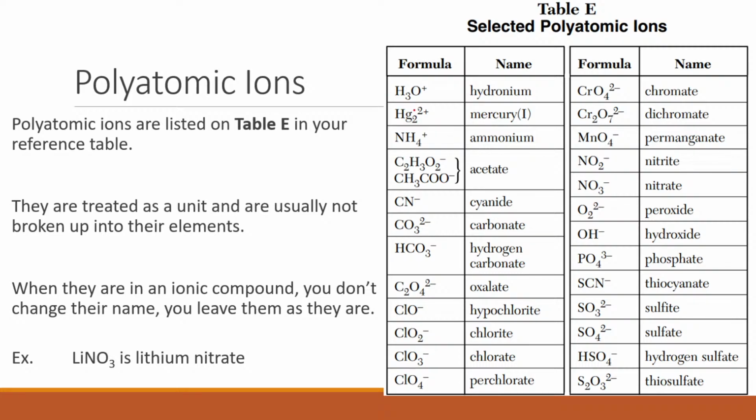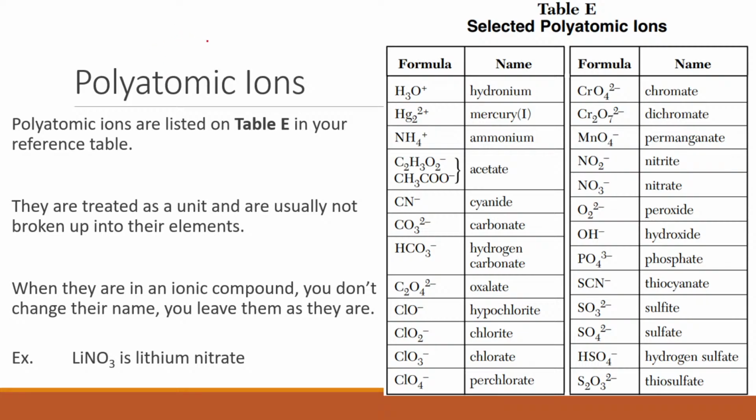Looking at reference table E, we get the formula, we get the charge, and we also get the name for each polyatomic ion. And the fact that they give us a name is actually pretty important, because when we have something that contains a polyatomic ion and want to name it, it keeps the name that you see on reference table E.